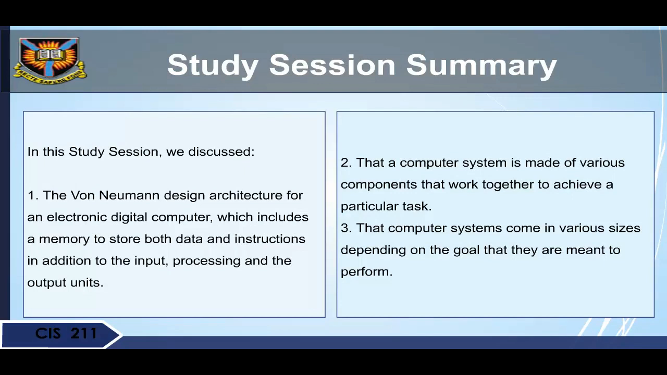Study section summary. In this study section, we discussed: 1. The von Neumann design architecture for an electronic digital computer, which includes a memory to store both data and instructions in addition to the input, processing, and output units. 2. That a computer system is made of various components that work together to achieve a particular task. 3. That computer systems come in various sizes depending on the goal that they are meant to perform.